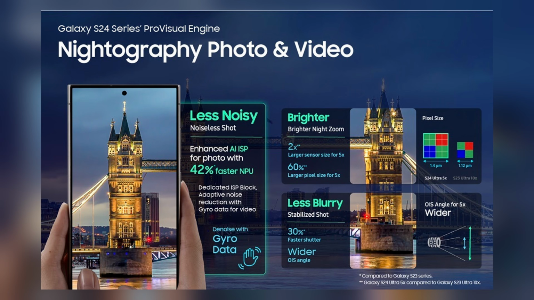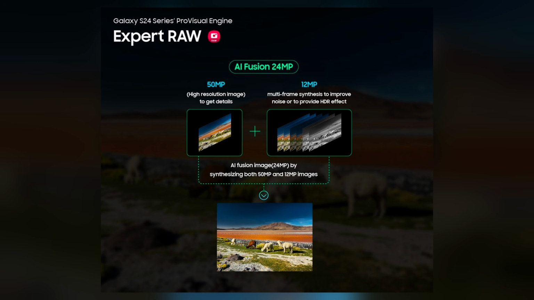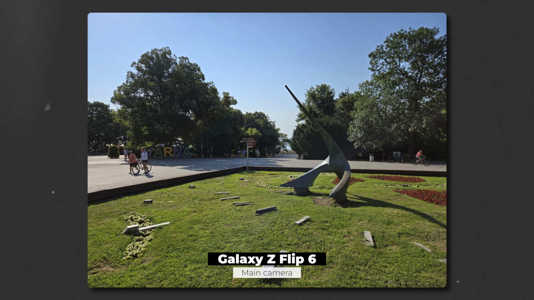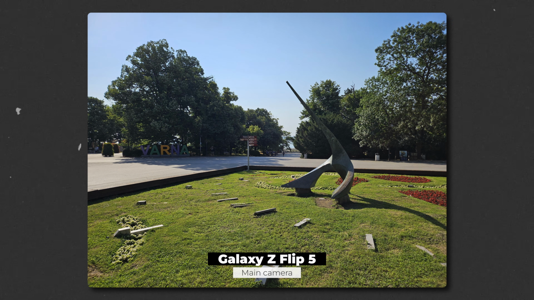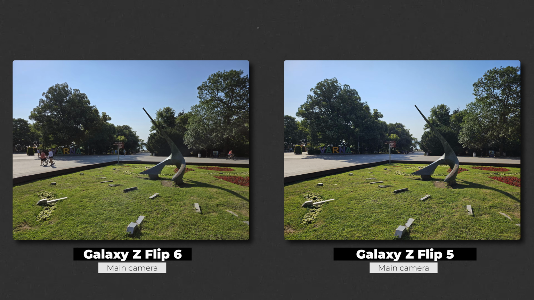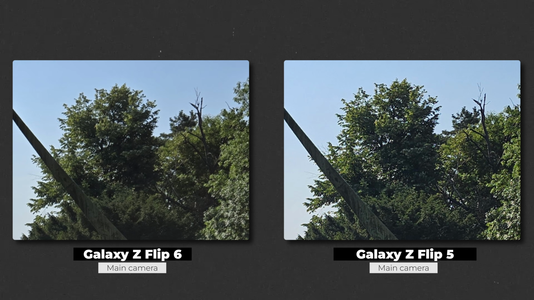Well, Samsung says it has adopted the same Pro Visual engine as in the Galaxy S24 series, so photo quality should be better. Now here's an image captured with the Flip 6 default settings and the Flip 5. So what do we see here? Now, just in terms of colors, there are some slight differences, but look a bit closer and you can spot these weird halo-like artifacts around tree branches, the sundial, pretty much everywhere on the Flip 5. And that is because of excessive sharpening. And when you zoom in on the Flip 6, there is none of that.